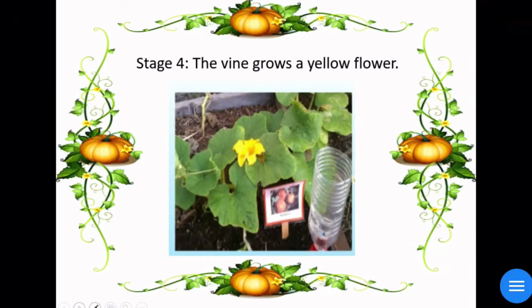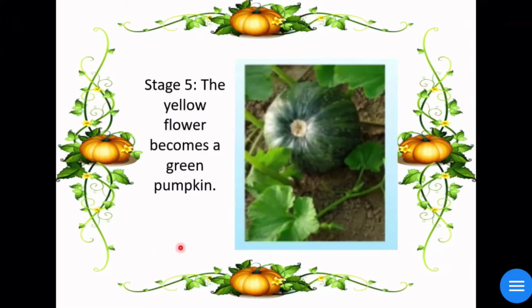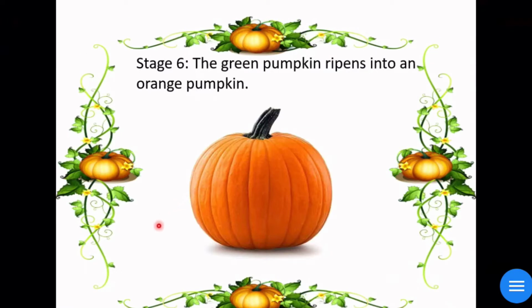And once that is fertilized by a bee getting some honey and pollen, then the flower petals will fall off and a pumpkin will grow in its place. So it does turn green when they're not ripe. And once you allow it to ripen, it turns that beautiful orange color that we all love.